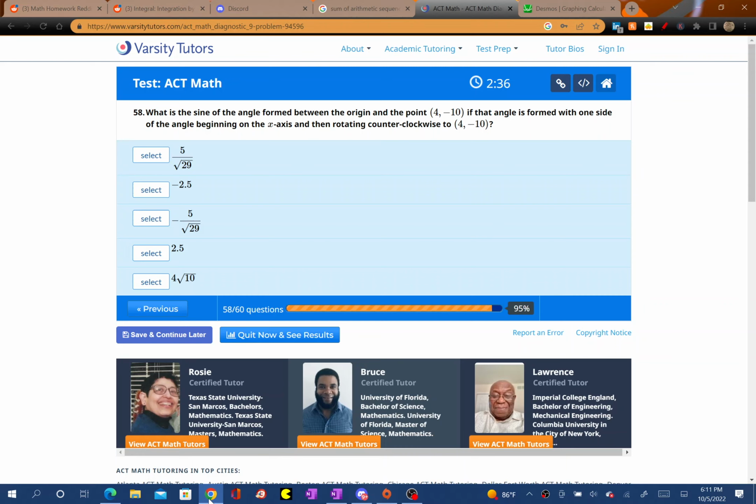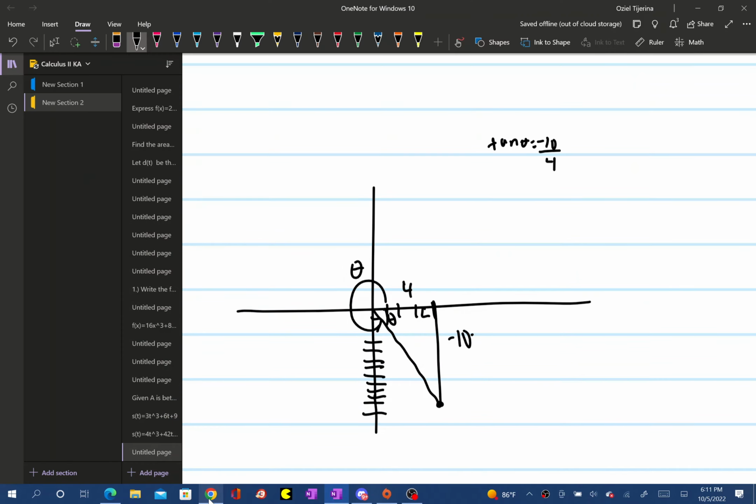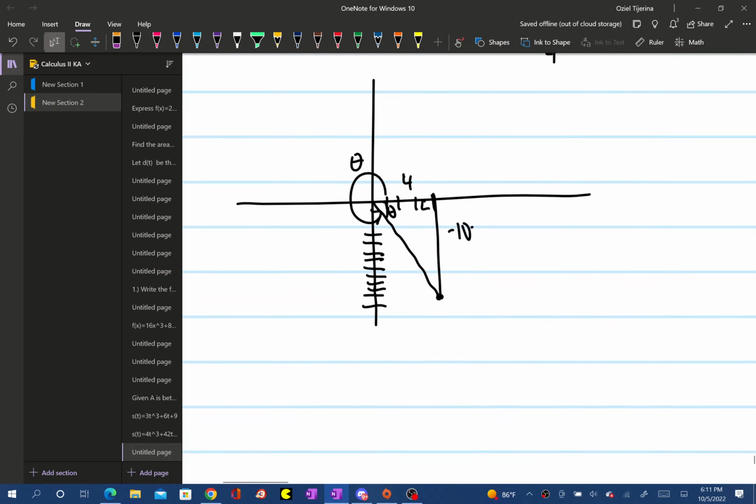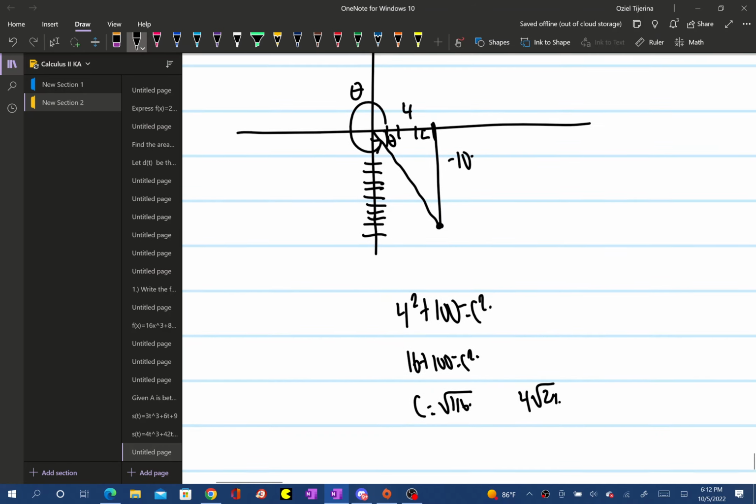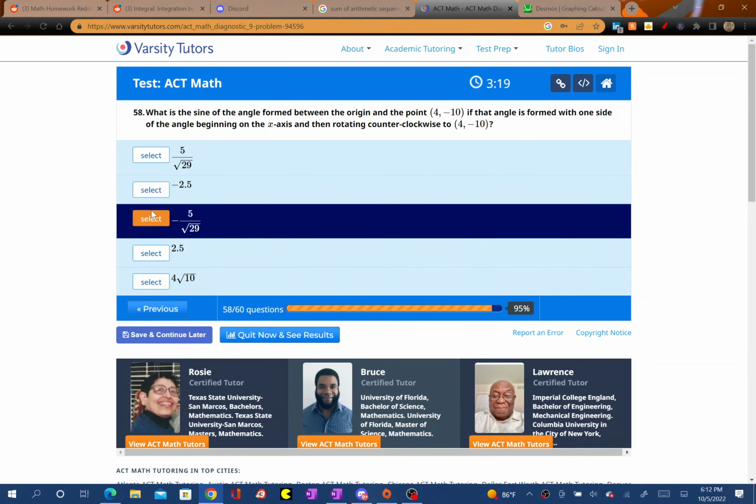Let me see. What is the sign? So then the square root of 116, it's like 4 square root 29, so you would do -10 over 4 square root 29, so if you divide by 2, you get -5 over 2 square root 29. Oh my god, I don't know. I'm gonna go with this one.